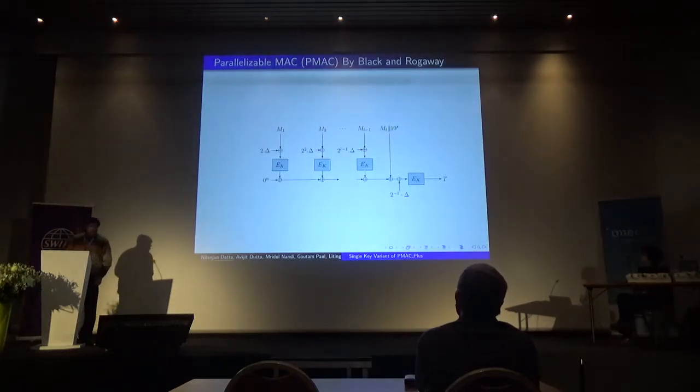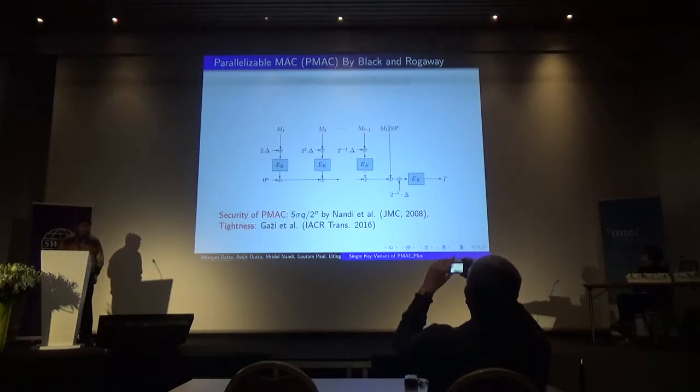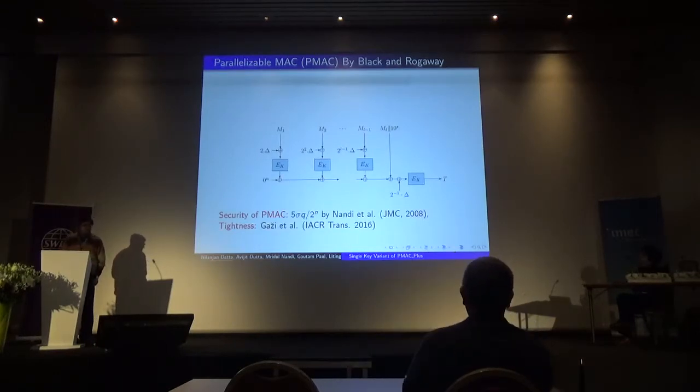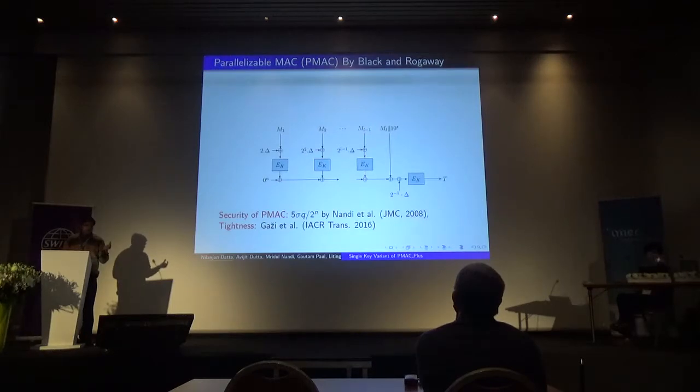Let's move on to the PMAC construction, a parallelizable MAC, given by Black and Rogaway. It has a security of 5 sigma q by 2 power n, shown by Nandi, where q is the number of queries and sigma is the total number of block cipher invocations in those q queries. If the message lengths are L1 to Lq, sigma is typically L1 plus L2 up to Lq. The tightness of this bound was shown by Gaži et al. at ToSC 2016.